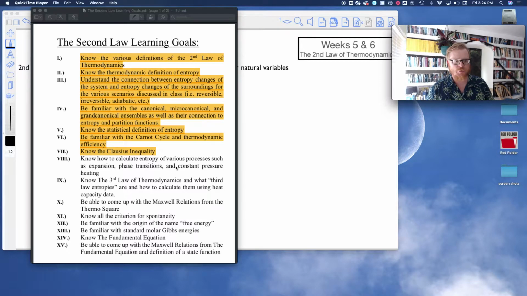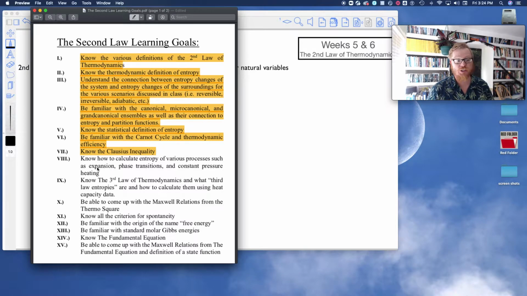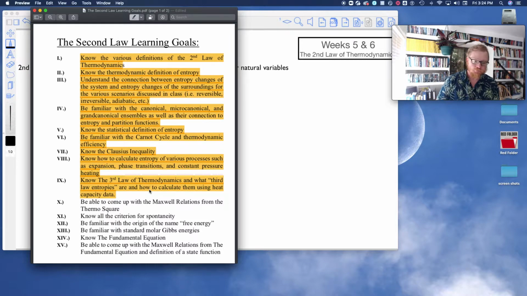So in that last video, we talked about how to calculate entropy of various processes, such as expansion, phase transition, constant pressure heating. I didn't do any actual calculations in the lecture, but I did show you how we can set up those big equations. And as I said, and this goes along also with this learning goal, know the third law entropies, what they are and how to calculate them. This is going to be done in much more detail in your computer lab activity.